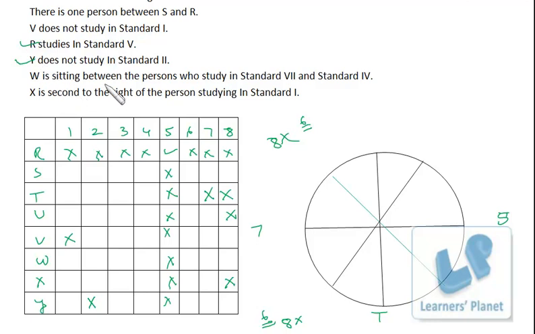W is sitting between the persons who study in standard 7 and 4. That means W is not studying in 7 and 4. So for W we cancel 4, we cancel 7. X is second to the right of the person studying in standard 1. That means X is not in grade 1, so it's cancelled. So this is the preliminary thing we have done.